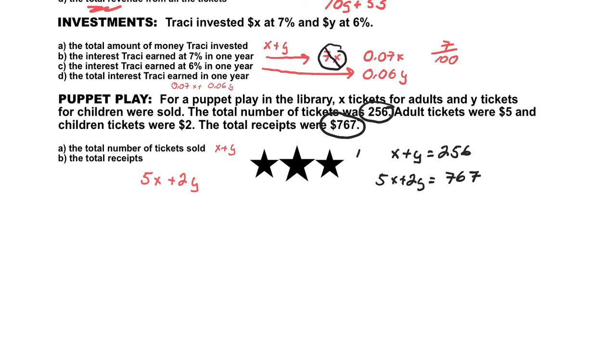And now we have a system of equations, and we can solve. And we can figure out the number of adult tickets and the number of student tickets. We can also figure out how much money was made for each level.